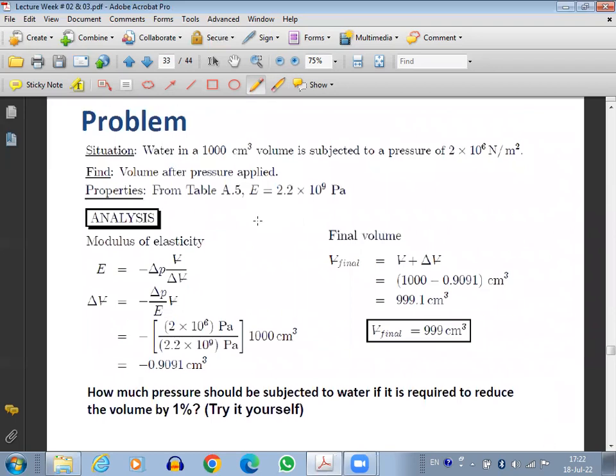So here is a simple problem related to it. Water in a 1000 centimeter cube volume is subjected to a pressure of 2 × 10⁶ Newton per meter square. So this is the pressure, dP. Okay, this is the original volume. Find the volume after the pressure is applied. Okay, so we need to find the new volume. So first we need to find the change in volume.